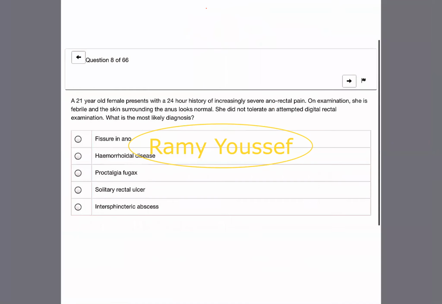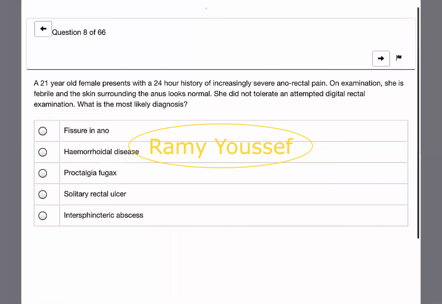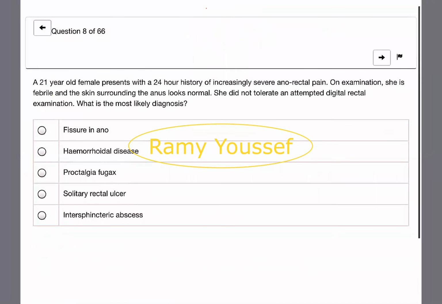Okay. Next question. A 21-year-old female presents with a 24-hour history of increasing severe anorectal pain. On examination, she is febrile and the skin surrounding the anus looks normal. She didn't tolerate an attempted digital rectal examination. What's the most likely diagnosis? So, anal pain with fever, I would go with E, intersphincteric abscess. Yes. Perfect.